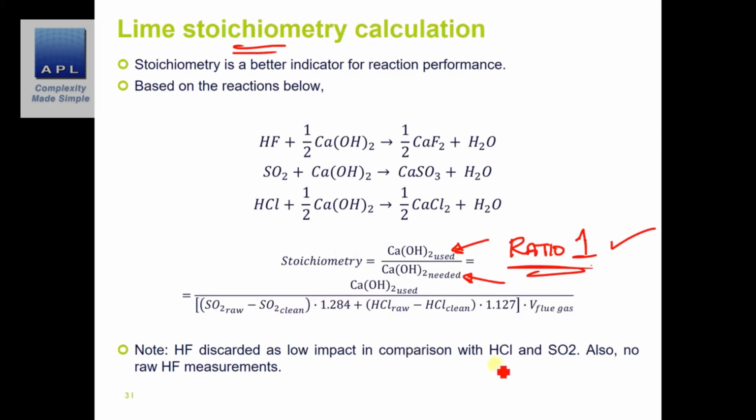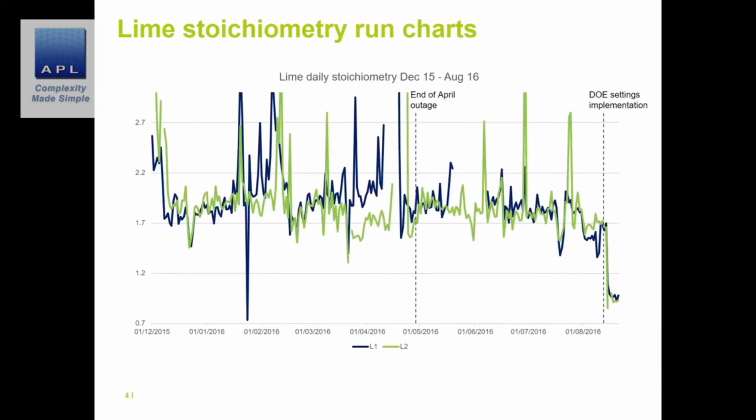And you can see that what we're treating, look, is HCl and SO2. So that's the main measure of success. And I think the next graph is going to show you what the current stoichiometry looks like. And here it is. So 1 is where we want to be, look. That's where we want to be. That's the same period, look, starting in December 2015, right the way through to the end of this project.